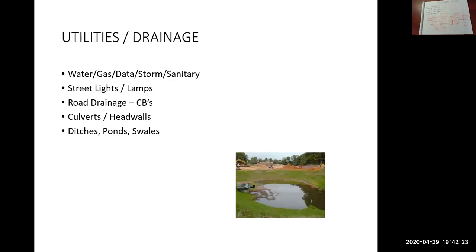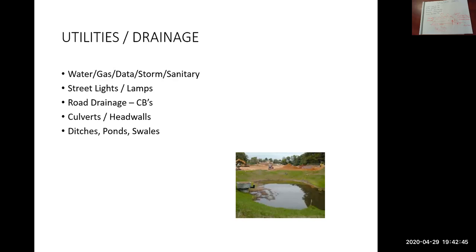Other things like ditches. On the side of a road, if there's no curb on the sides of the road, you typically have ditches. So the water on the road sheds off the road and goes into the ditches. Maybe there's some settlement ponds, that type of thing.